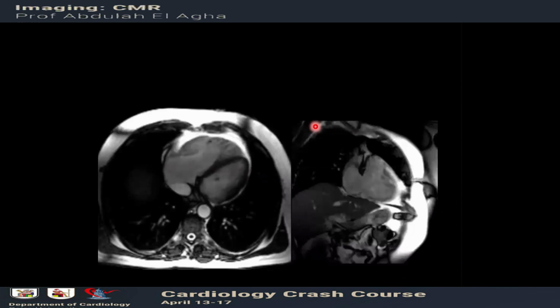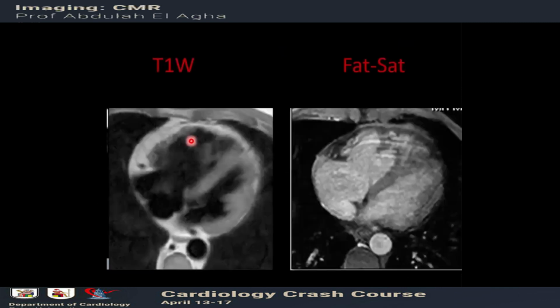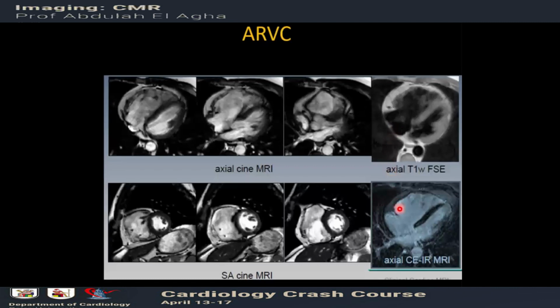And as you see here, microaneurysm, and when we do the T1 weighted image with fat saturation, we found that there's a fatty deposition in the RV wall, and even in the late gadolinium enhancement, there is fibrosis. So a patient with VT, dilated right side, and fibrofatty infiltration.